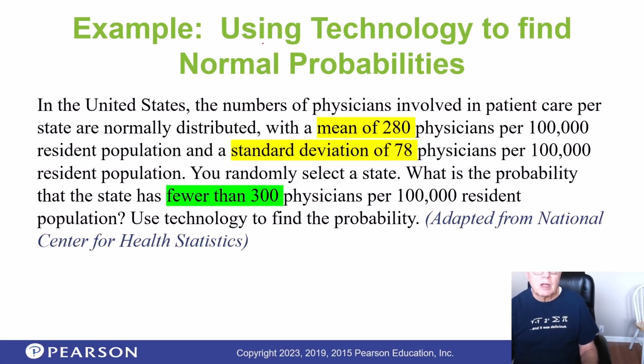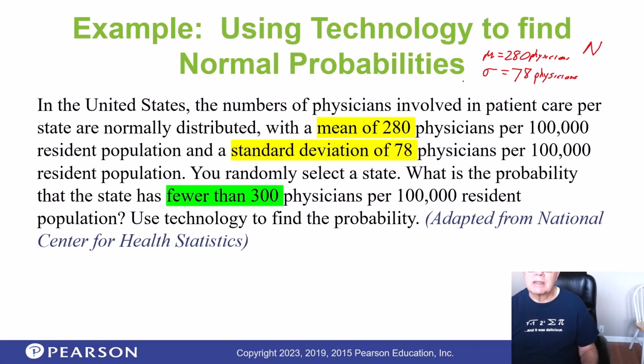First of all, let's get the details up here. I'm going to put them at the top. We have a mean of 280 physicians. And important, they're normally distributed. If they're not normally distributed, we're not going to do this one. However, they are, and the standard deviation that goes along with this situation is 78 physicians.